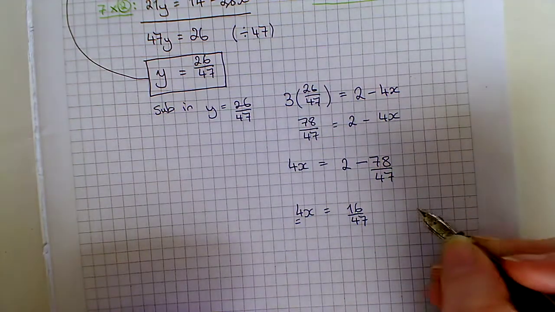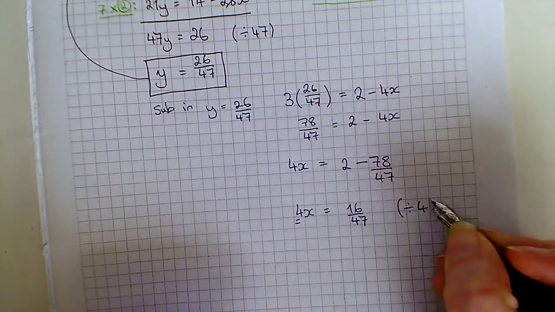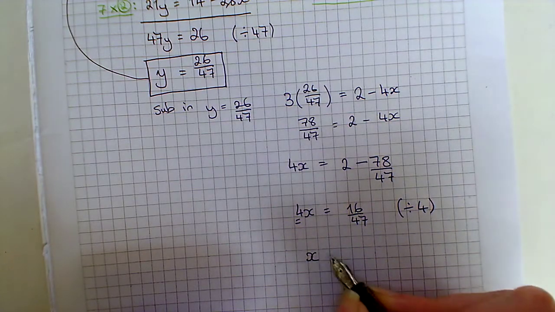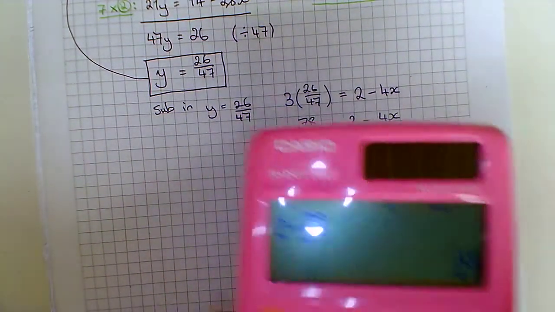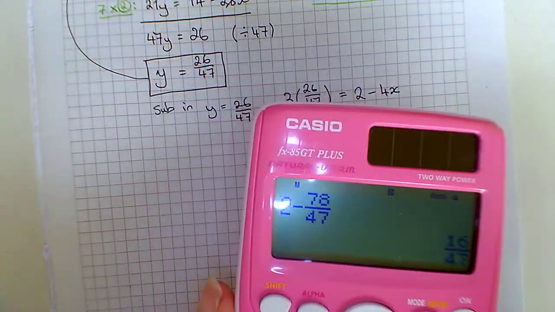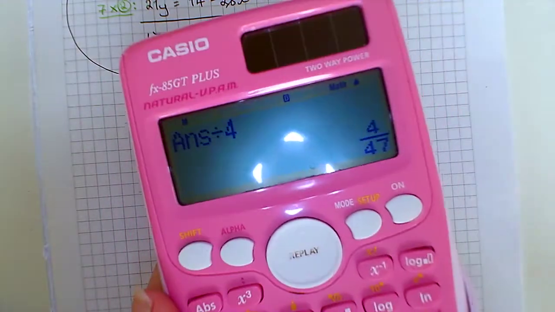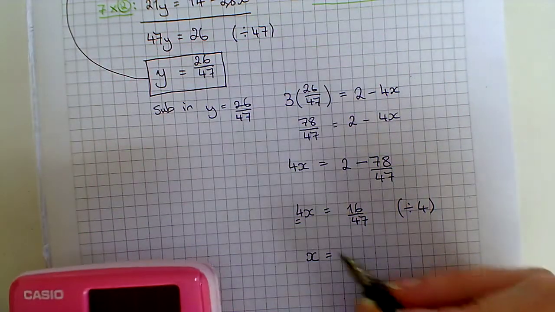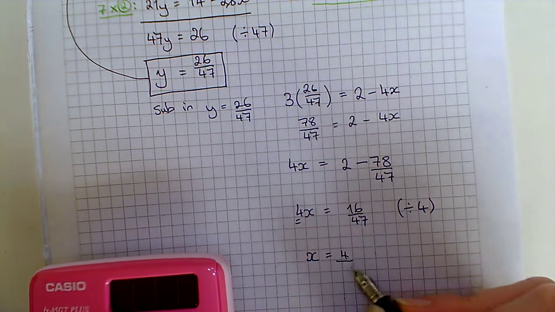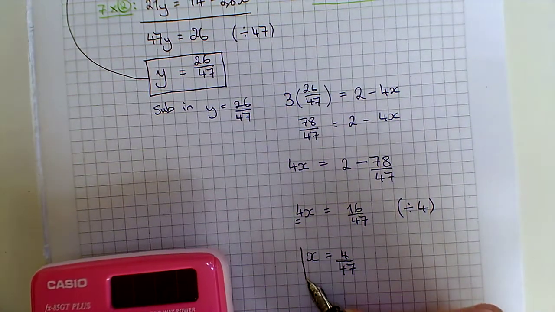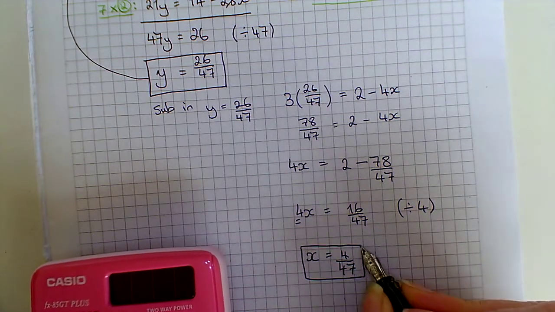But I don't want 4x's, I want just 1x. So I divide both sides of my equation by 4. 4 divided by 4 is 1x. And 16 over 47, and then divided by 4, I've got the answer still in my calculator. Divided by 4 gives me 4 over 47. And that's my second answer. They wanted your answers to be left as fractions. So just leave it as a fraction like that.